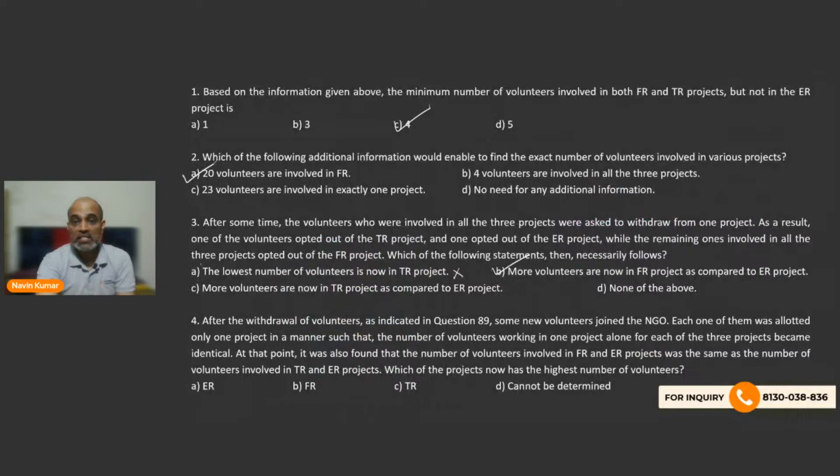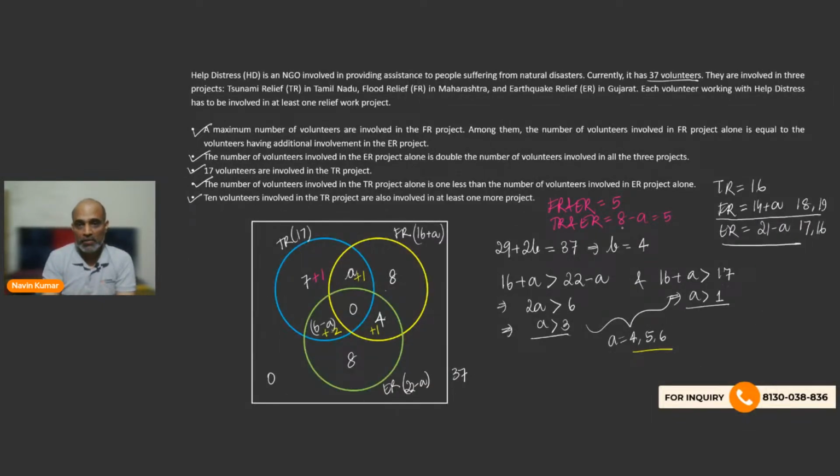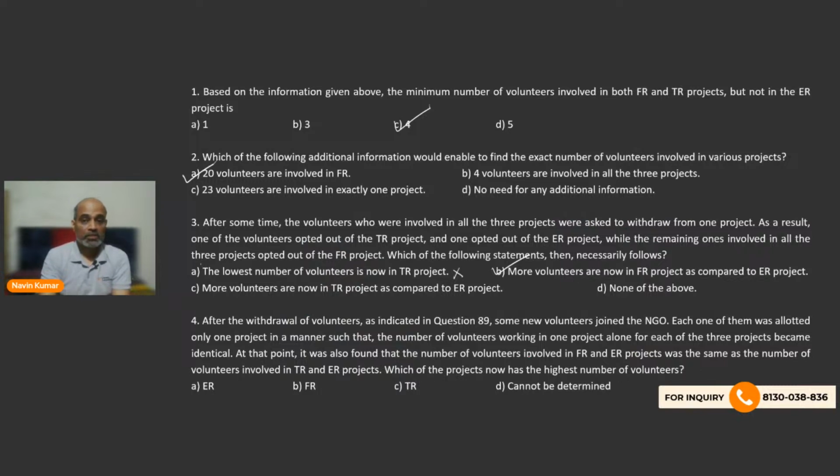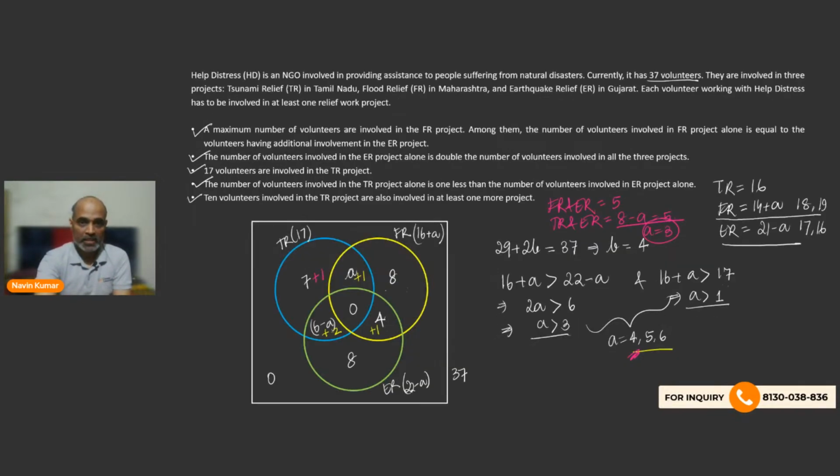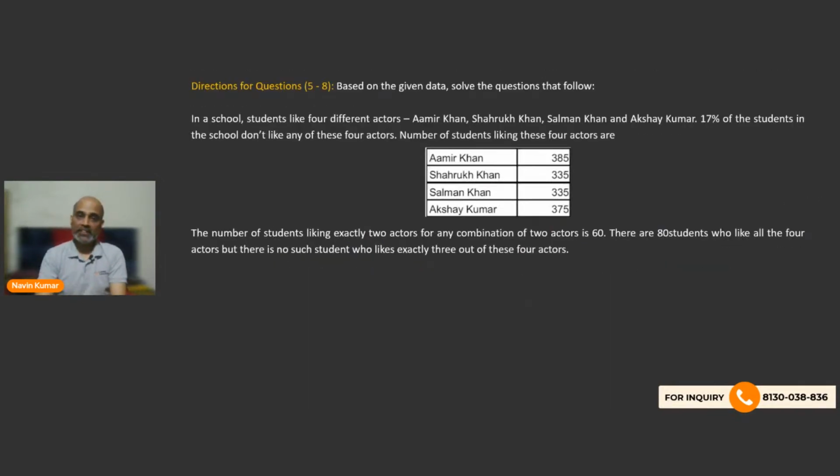Which of the projects now has the highest number of volunteers? Now 8 minus A is going to be 5. That means A is going to be 3. But we know that A cannot be 3. The minimum value of A is going to be 4. So that means nobody can determine it. Inadequate data, right?